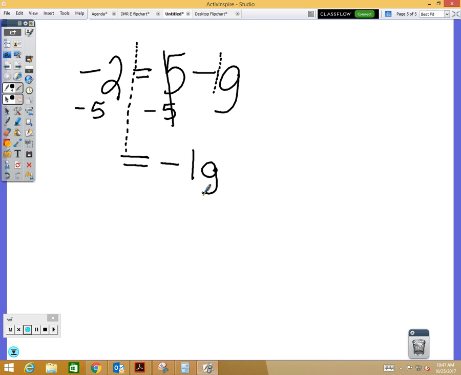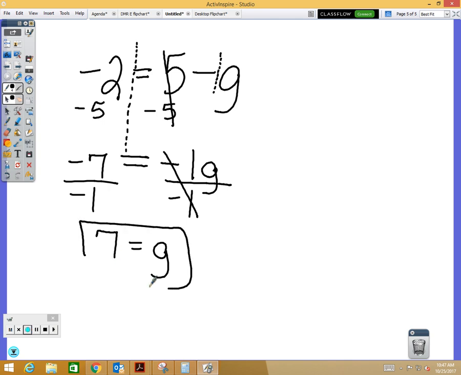What's negative 2 minus 5? Now, how are we going to get rid of that negative sign, or the negative 1 in front of the g? Divide by negative 1. Very good. So now, yes, it's going to be a positive 7. Negative divided by negative is a positive 7, or g equals 7 is fine.